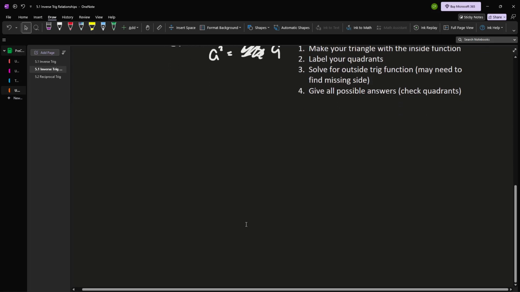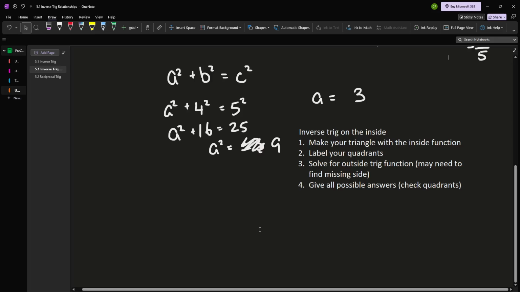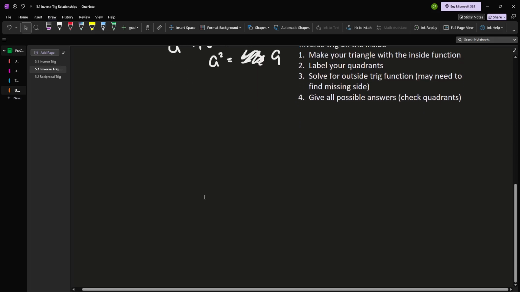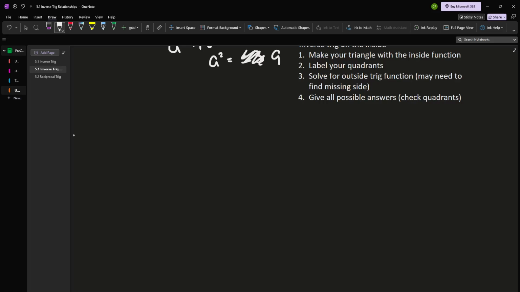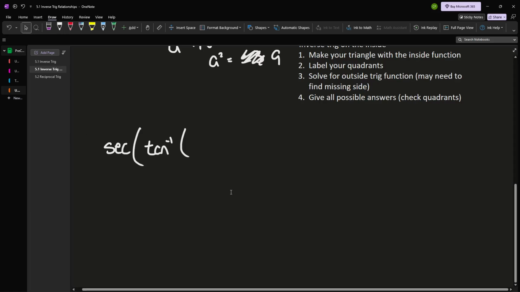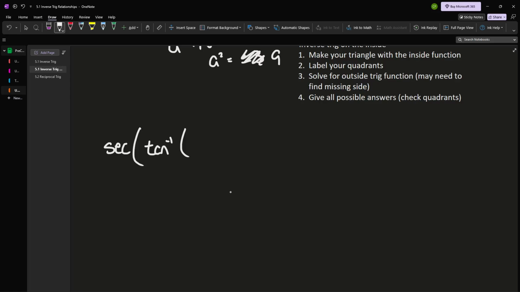Let's do one more. And this one might be a bit unclean. So say secant of inverse tan. Let's use the triangle 8 and 12. I think this is a clean triangle. Hopefully it is. If not, we'll do some math and do some square roots.